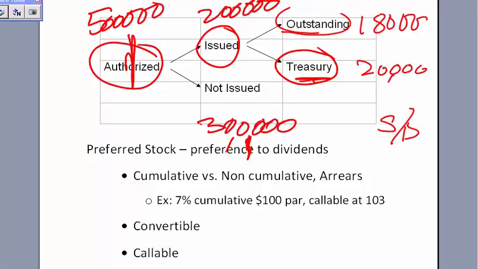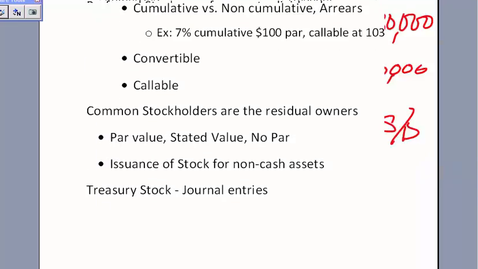So there's a lot of different reasons why you would want to buy your own stock. Those are just a couple of them. I want to jump down here to the lower section, then I'll come back up.